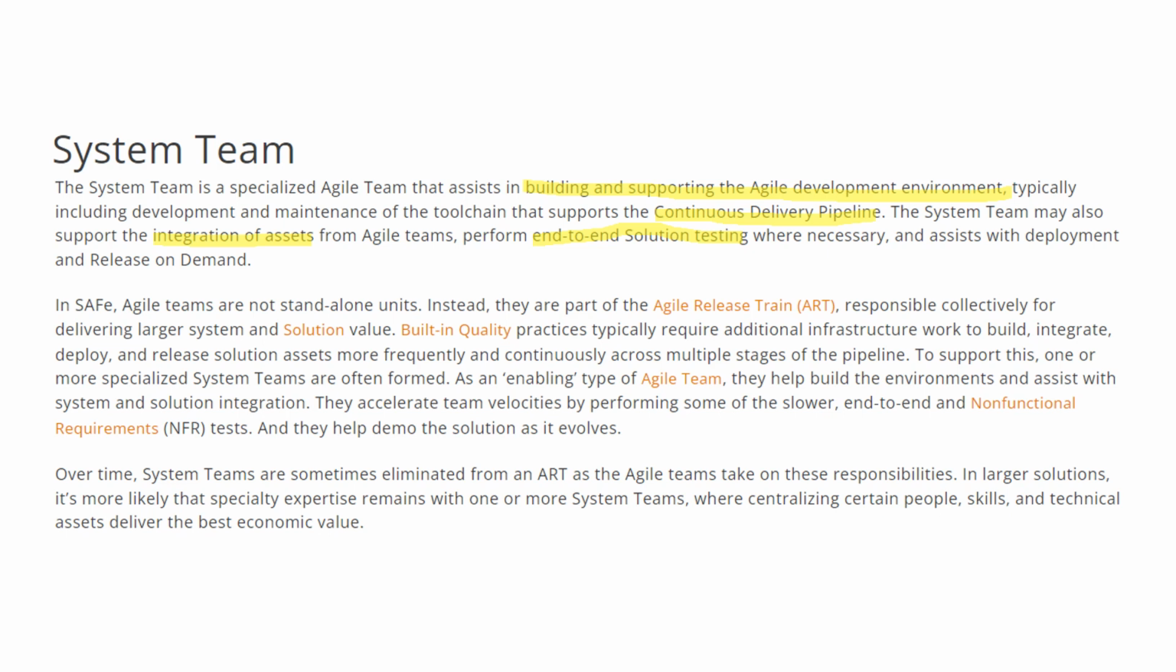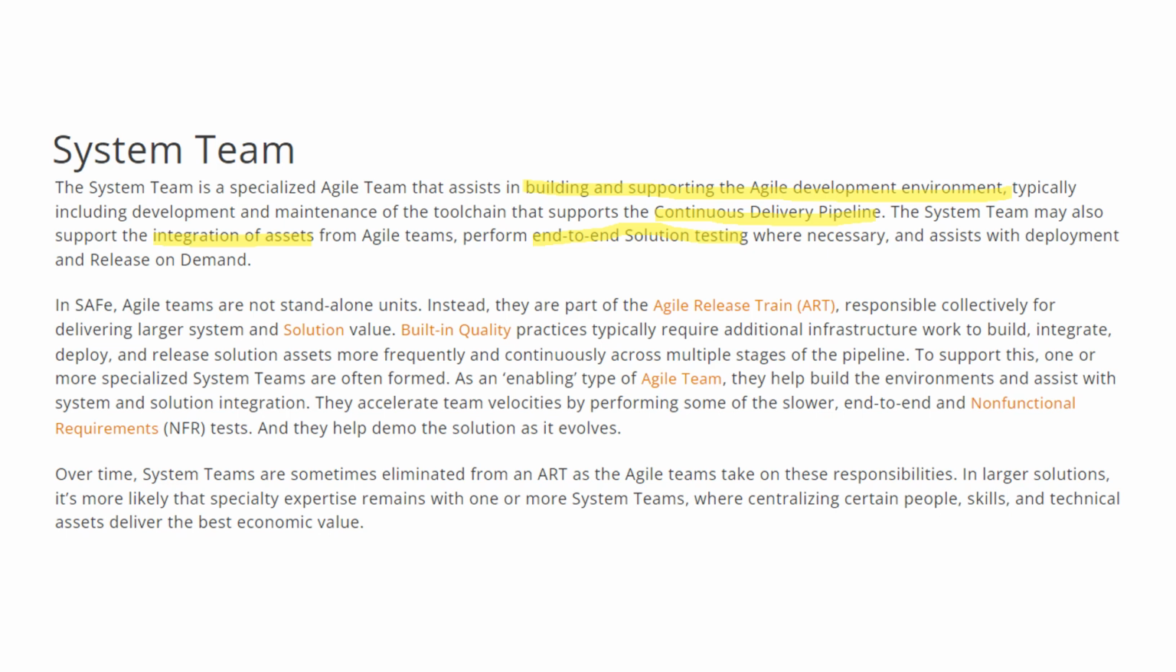So the system team is part of the agile release train, and all agile teams are collectively responsible for delivering the large system and solution value. The system team is responsible for built-in quality practices. Built-in quality practices typically require additional infrastructure work to build, integrate, deploy, and release solution assets more frequently and continuously across the multiple stages of the pipeline.